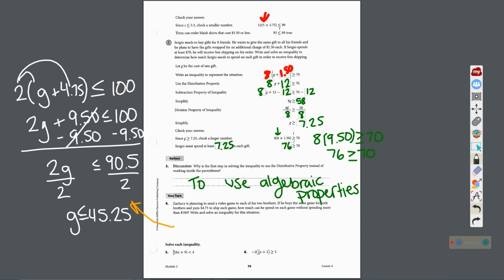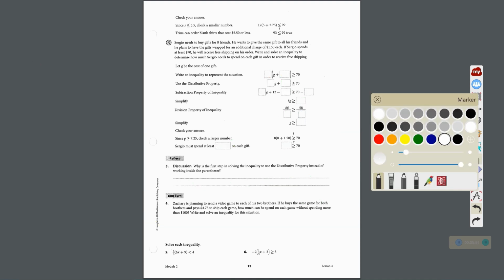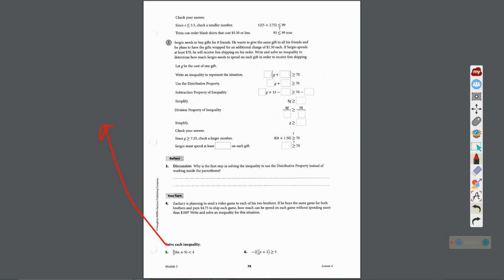Now, let's go back and check. Did we ever multiply or divide by a negative? In this step, we subtracted, but we did not multiply or divide with a negative. And in this step, we divided, but we divided with a positive. So our symbol remains facing the same direction. Okay, now I'm going to clear this off to work through number 5 and number 6. We'll do number 5 over here and number 6 on this side.